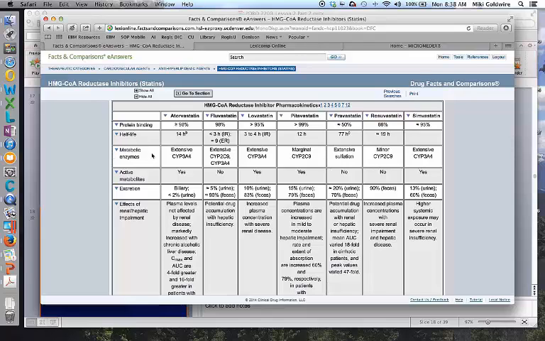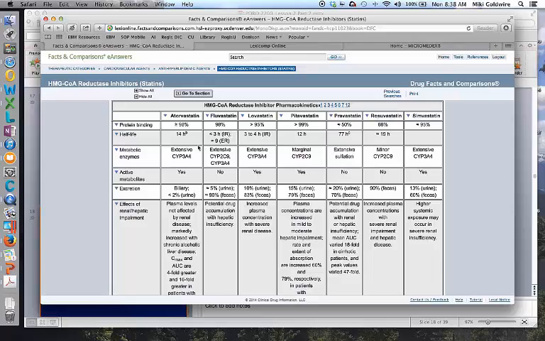And here I can see metabolic enzymes, and I can see the statins that are eliminated by CYP3A4, which I don't want to choose. So it looks like I have pitavastatin, and then the monograph for the drug-drug interaction mentioned pravastatin, potentially rosuvastatin. Those are the three options.